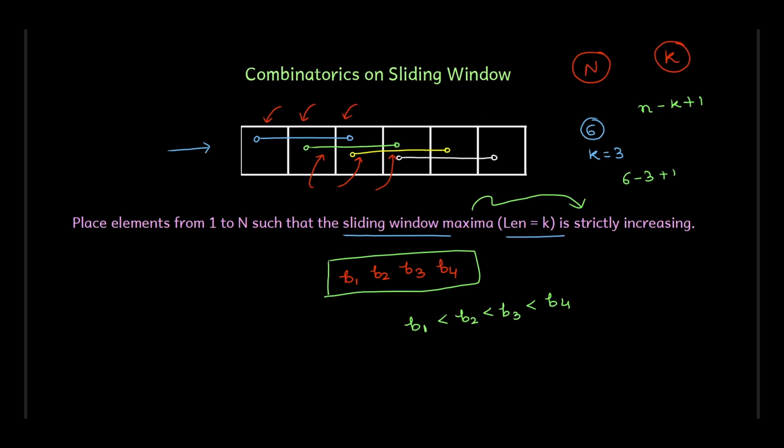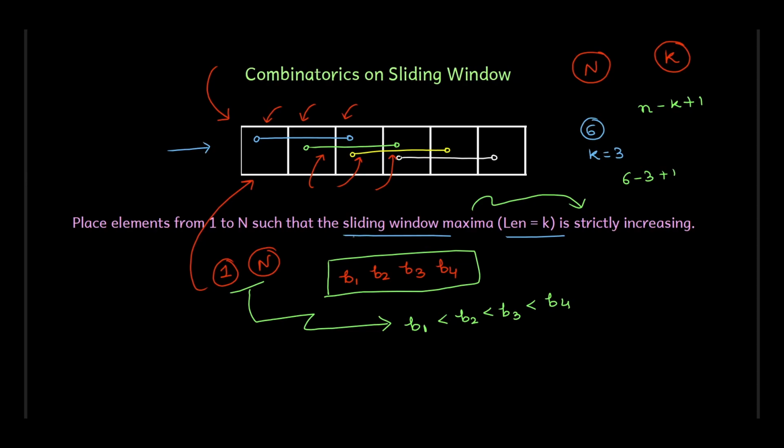Your goal is to place elements from 1 to n in this array. You don't necessarily have to use all the elements, but you can only use elements in this range from 1 to n, while ensuring that after doing the placement you get an array of length n where it is not empty, every element is filled.